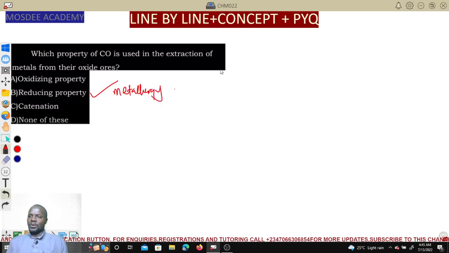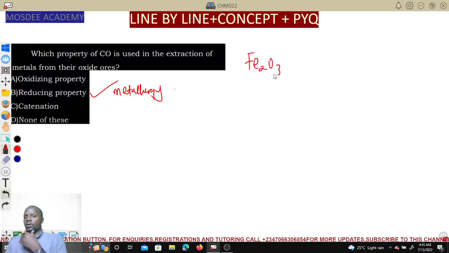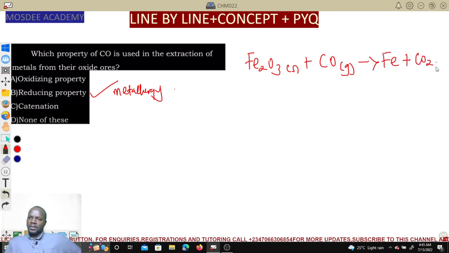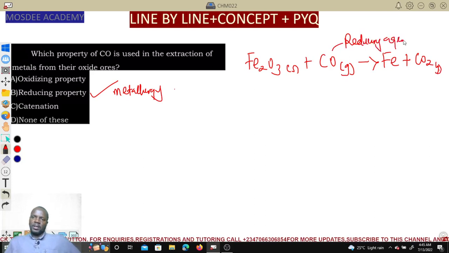I told you, reducing property, metallurgy. There will be a couple of reactions we can quickly write. In the blast furnace, iron ore, hematite, right? Hematite is solid. When you combine it with CO gas, it's going to give you iron plus carbon dioxide. You can balance that at your leisure. CO is acting as a reducing agent. You remember this reaction? Extraction of metal. Next one.